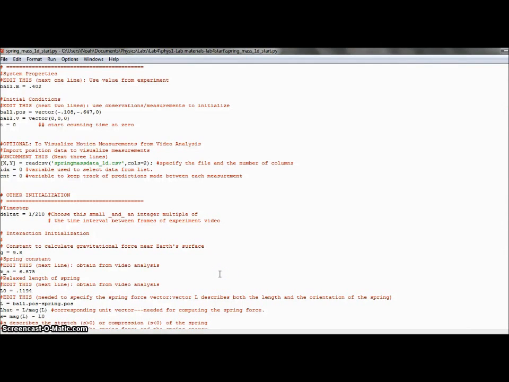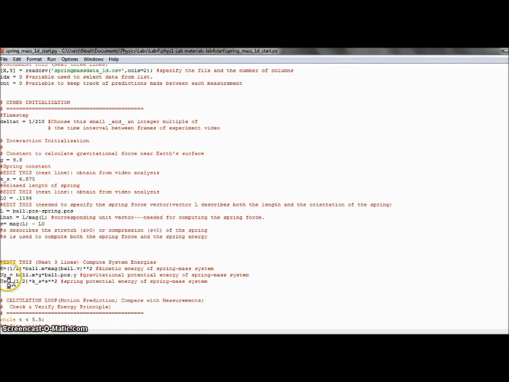Then we know that in equilibrium, the length of the spring is 0.7 meters. This means that the force due to gravity is the same as the force from the spring. So by setting those equal to each other, we can find that L naught is equal to 0.1194 meters. The next couple of lines were given to us by the professor down here.